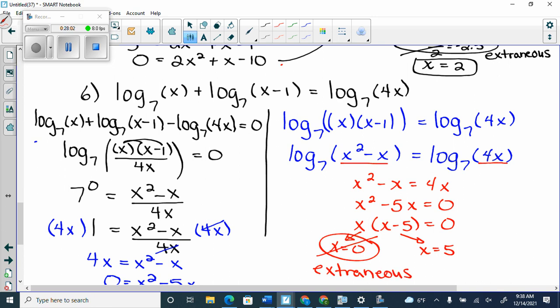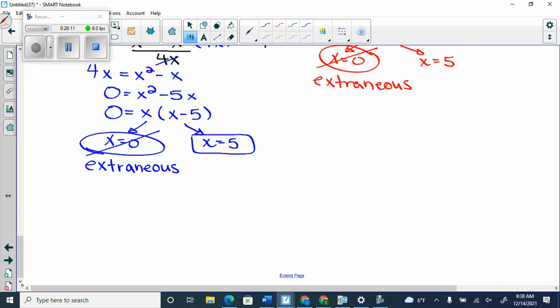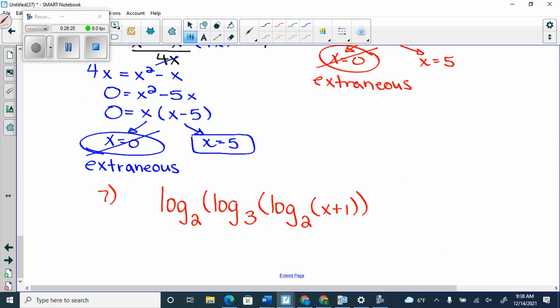Substantially shorter this way. Okay, ready for a big kahuna question? What if I give you this? I said I have one more I want to do because I forgot about it. Log base 2 of log base 3 of log base 2 of x plus 1 equals what?